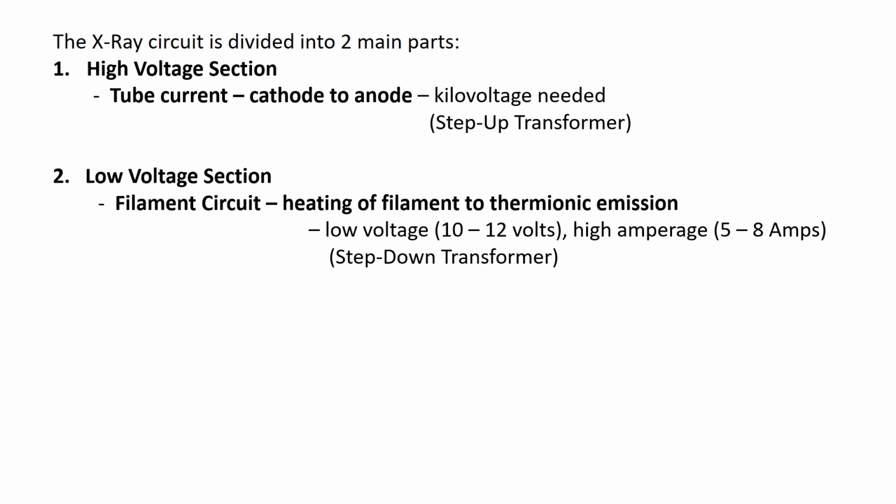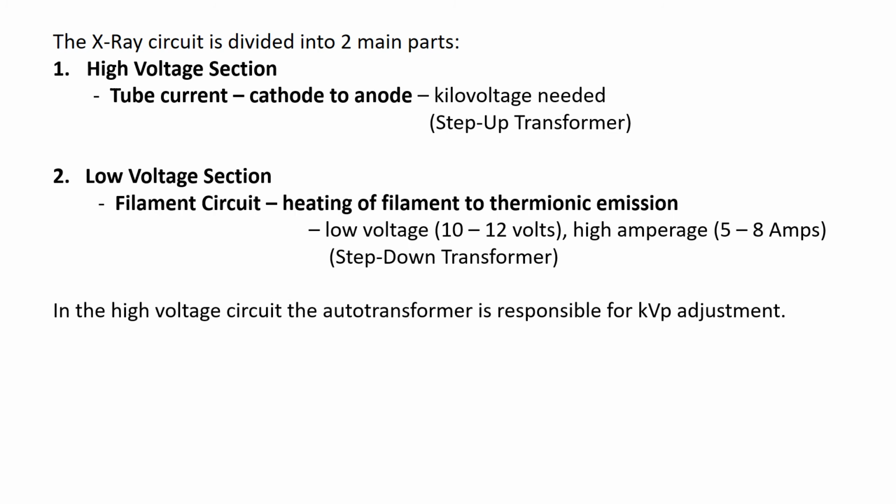Now, I know the numbers 5 to 8 don't sound large, but 1 amp is a lot of electrons flowing through a circuit. So 5 to 8 amps, you've got a lot of current, a lot of electrons flowing.